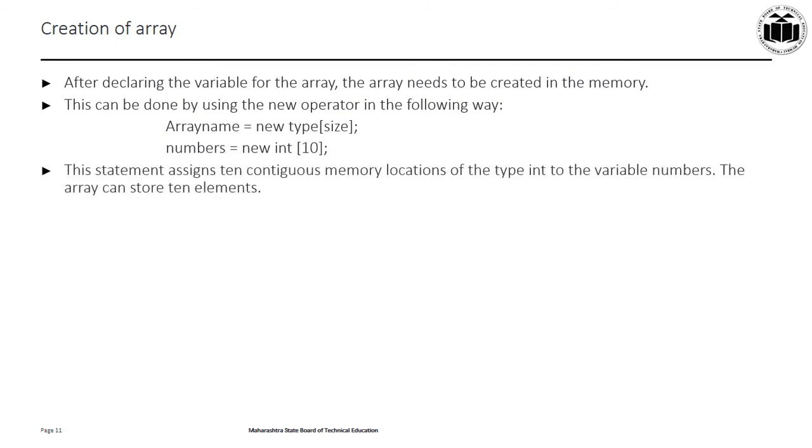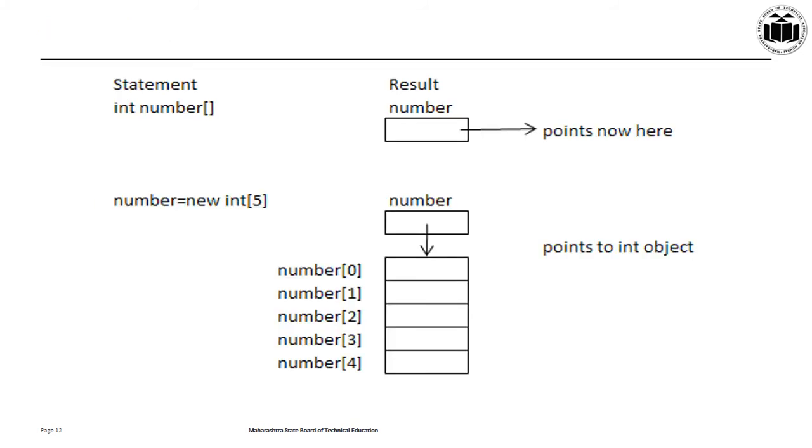This statement assigns 10 contiguous memory locations of the type int to the variable number. The array can store 10 elements. int number[] = new int[10]; So in these figures, you can see number is equal to new int[5].